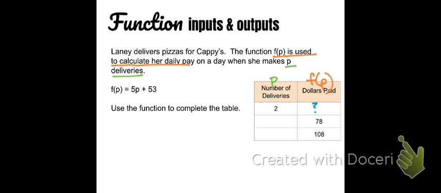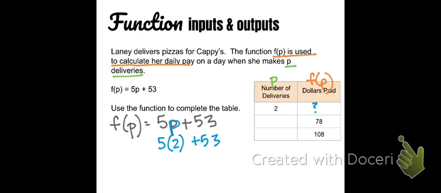The first row says, what is f of p? What is our output if p is 2? So look at our function, and we're going to substitute 2 in for p. And then simplify. When we put 2 in for p, the output is 63.